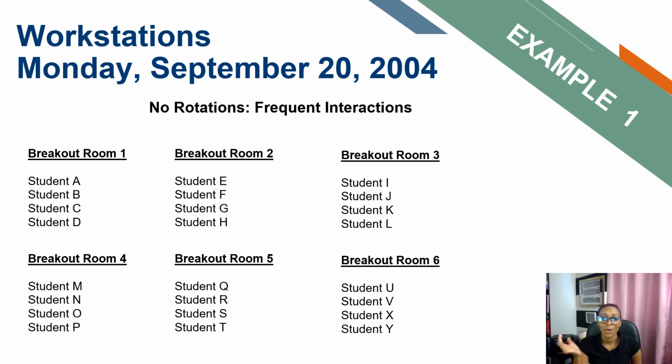When thinking about organizing your groups, here are some examples. Say you have 6 groups with 4 kids in each group. Perfect world, right? In this workstation model, no rotations are involved. It's just frequent interaction. You release your scholars to workstations and then you're popping in and checking on them.